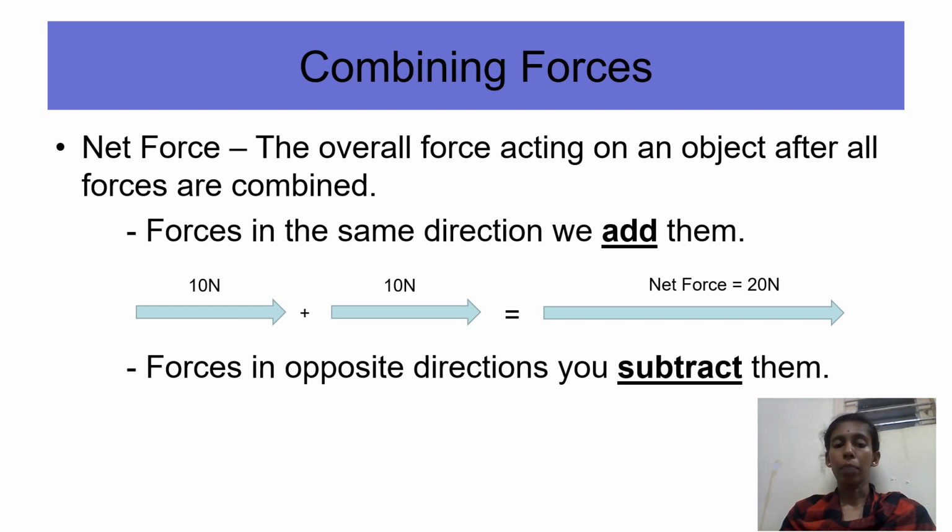At the same time, forces in opposite directions, you subtract them. 10 Newton minus 7 Newton is equal to a net force of 3 Newton, because 10 Newton acts on the right side and 7 Newton acts on the left side, so the net force becomes 3 Newton.